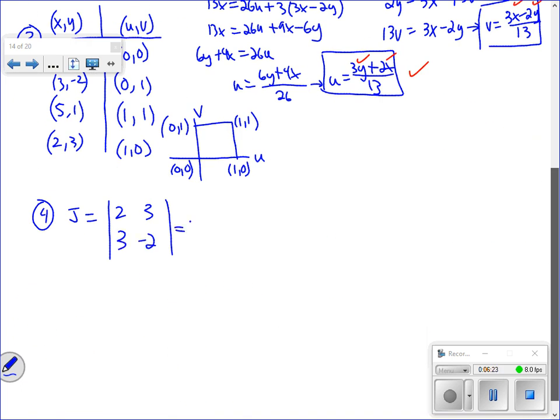So I multiply, I get negative 4 minus 9, so it's negative 13. But remember, I put the absolute value in. So step 5 is to actually do my integral. I'm doing my double integral. I have this area that I'm trying to cover, so 0 to 1 in each case. I have to put in my 13, so I'll just put that outside.